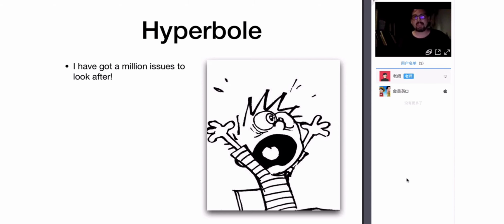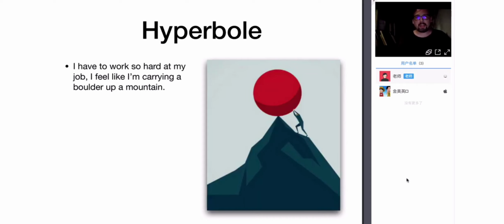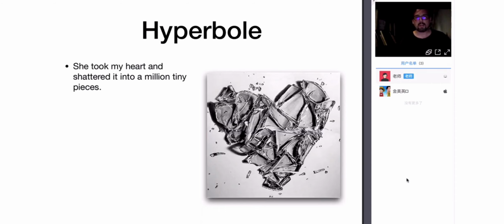Anyway, so I have a million issues to look after, is something we always say, right? I have to work so hard at my job. I feel like I'm carrying a boulder up a mountain. Just exaggeration. She took my heart and shattered it into a million tiny pieces, like a heart, glass, shattered. Is the metaphor. Like the glass is a fragile material, and the heart is the symbol of having a relationship or a union with another person. To be heartbroken is to have that separation, basically.